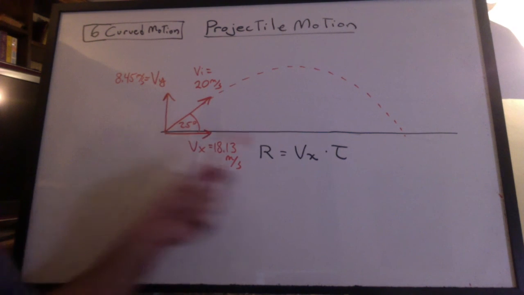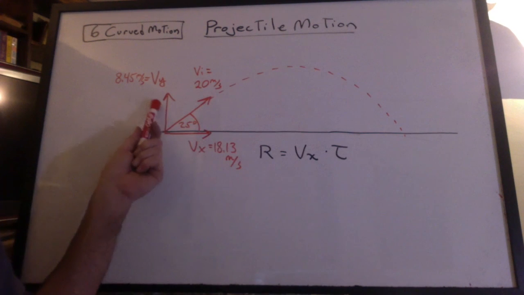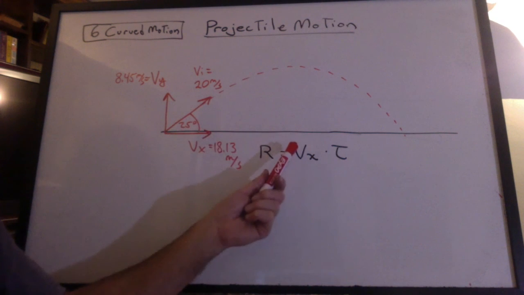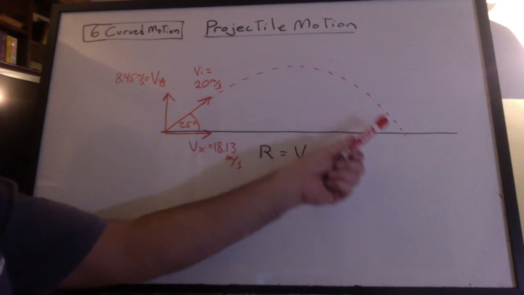So we need to find the time for the entire flight. Now, can you picture that the y velocity is going to carry it up and gravity is going to bring it back down? So we want to find the time to the top and then the time to come down.